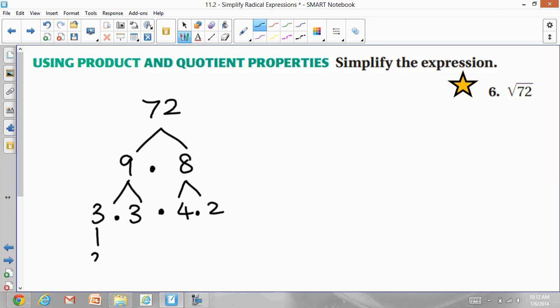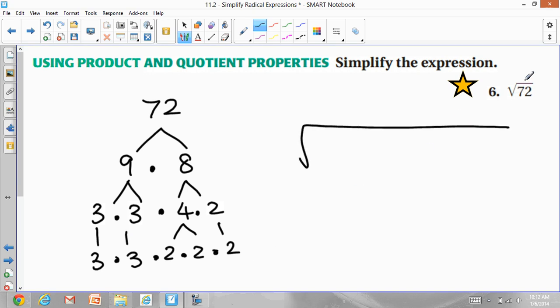So I'm going to go for the last step. I'm going to just bring it all to the same level. 4 is 2 times 2. So once you get to the last step, you cannot break it any further. So I'm going to take the square root, and instead of writing 72, I'm going to write the 72 as 3 times 3 times 2 times 2 times 2.